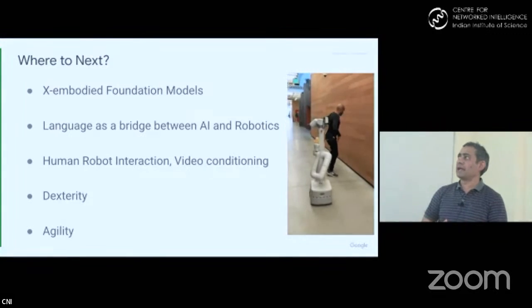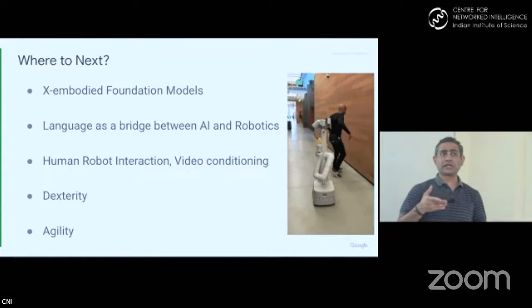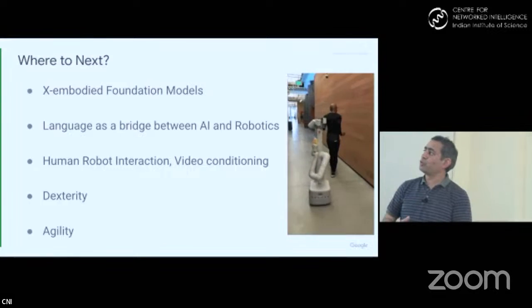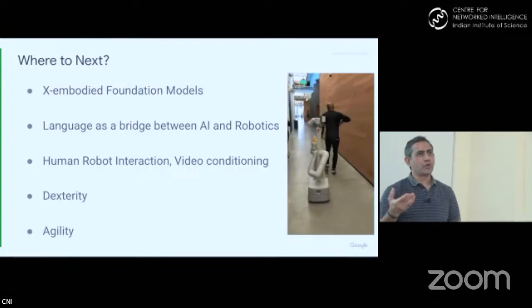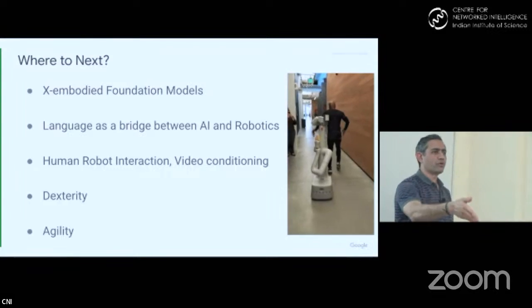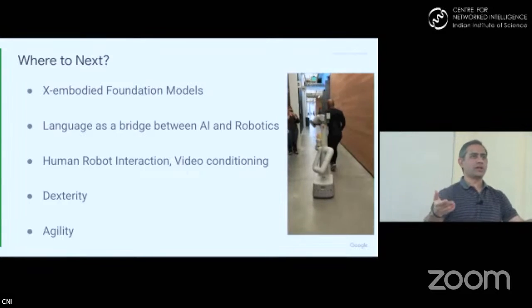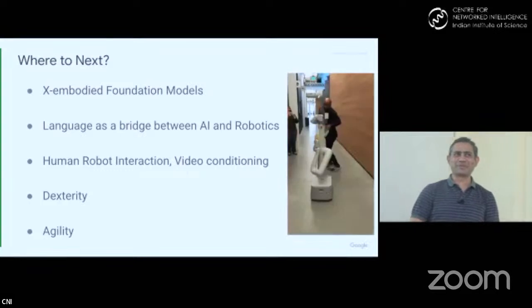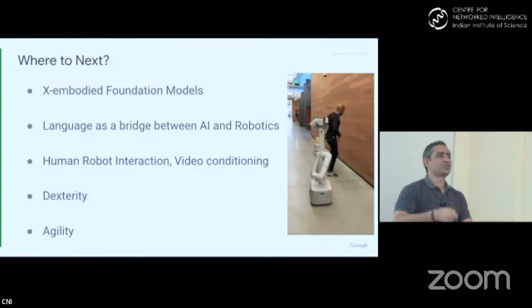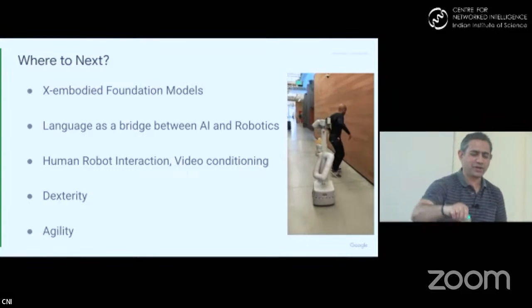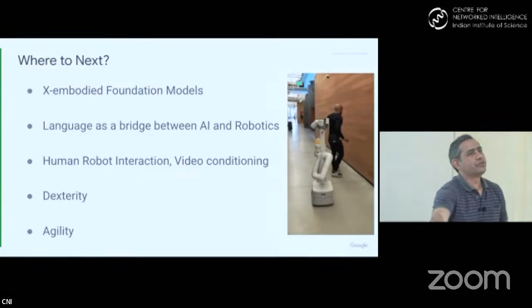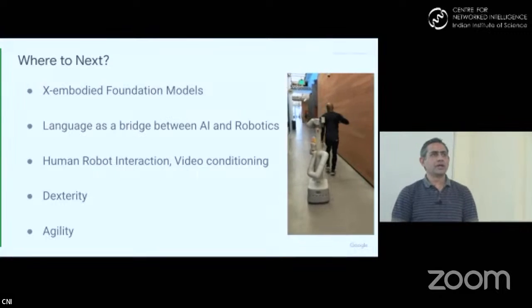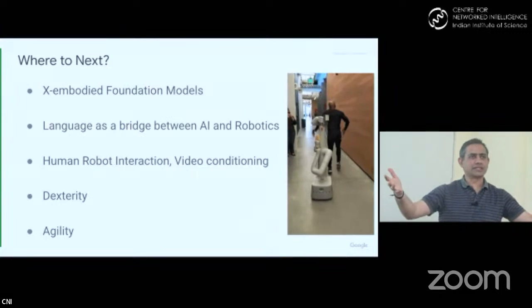We continue to invest in language and robotics, which gives us really good wins in terms of performance. We are also interested in human-robot interaction and video conditioning, which means that you can just show the robot what to do. The human just shows what to do, and I can say, take it out and then open it. That's what we call video conditioning, a few-shot demonstration, and can the robot do it? So it doesn't need a sequence of iterations.